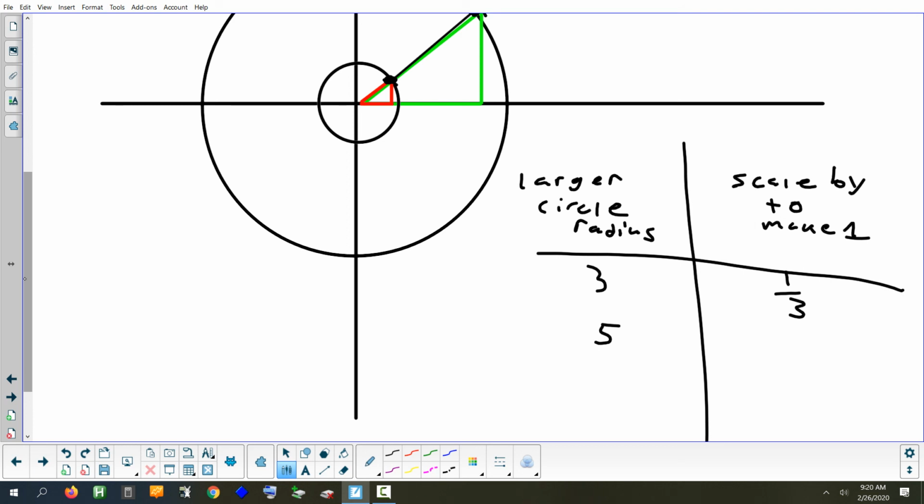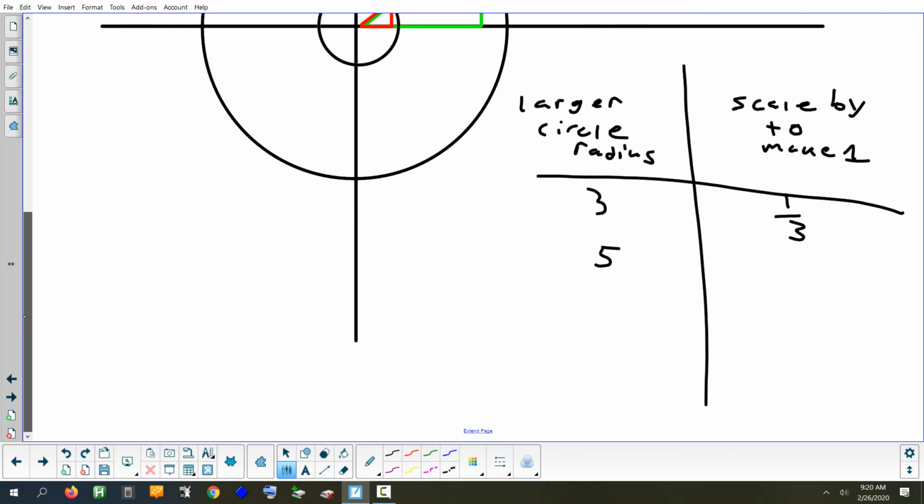What if you had a circle of radius 5? If you scaled it by 1/5, you would make it back to the original size that we've been working with all week. One more, and then we're going to generalize it. What if your circle was a 12? You'd scale it by 1/12.